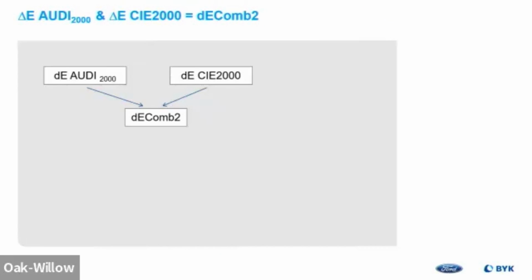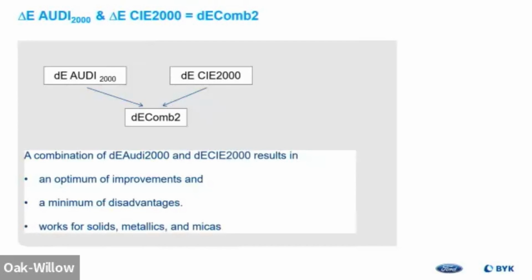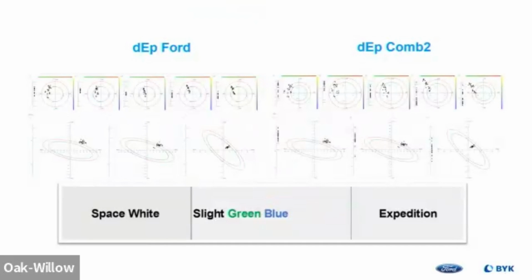And we have a new equation that combines the delta E Audi 2000 with the delta E CIE 2000 to give us a new equation called delta E combined. This equation optimizes for solid, metallics, micas. It also has a tilt in the blue axis to compensate for how we see things visually. And it changes slightly for beiges by making a slight improvement there. The current delta E Ford is on the left side, and the delta E combined 2 is on the right side. Basically, when we use this new equation, we're almost halving the tolerances.